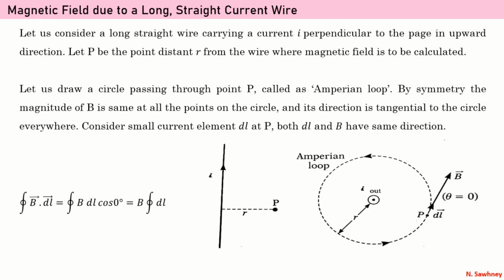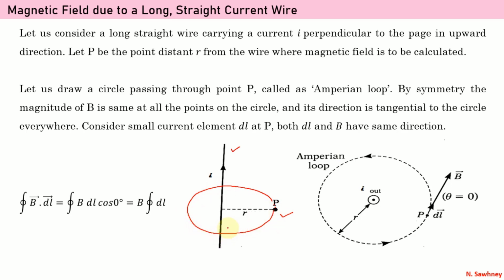For this, let us consider a long straight wire carrying a current I. This is the straight wire in which current I is flowing, perpendicular to the page in upward direction, and point P is taken at which we have to calculate the magnetic field, which is at a distance r from the wire. Now let us draw a circle passing through point P, which is termed as Amperian loop, like this.